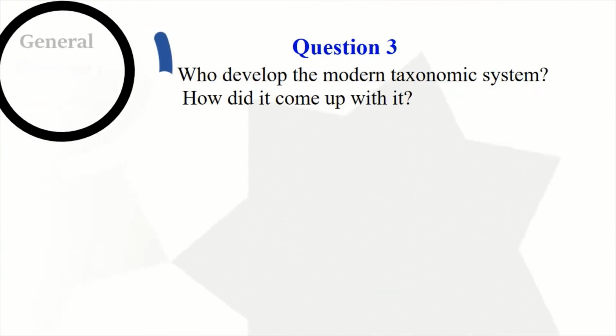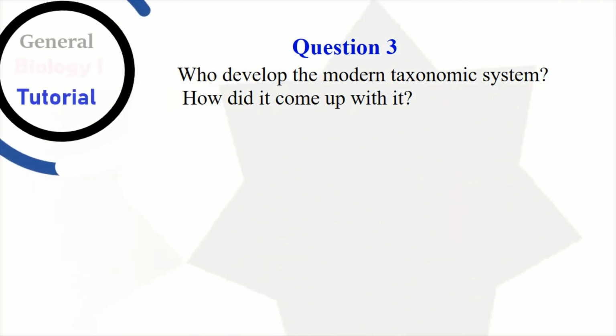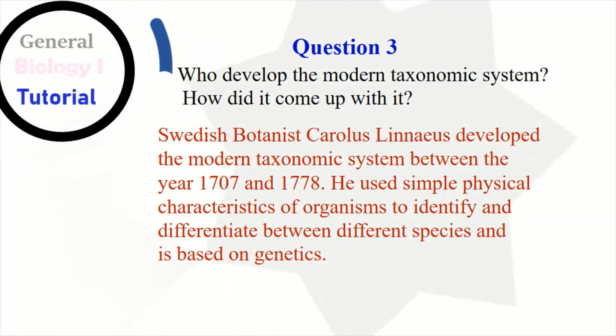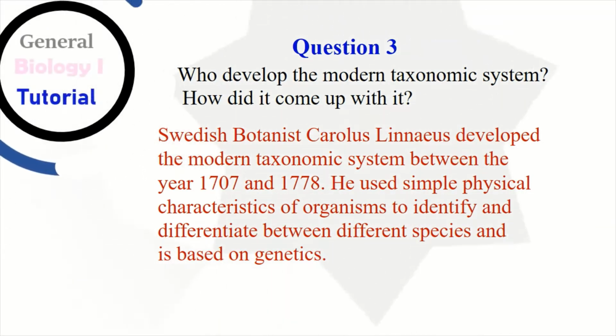Question 3. Who developed the modern taxonomic system? How did he come up with it? Swedish botanist Carolus Linnaeus developed the modern taxonomic system between the years 1707 and 1778. He used simple physical characteristics of organisms to identify and differentiate between different species, and it is based on genetics.